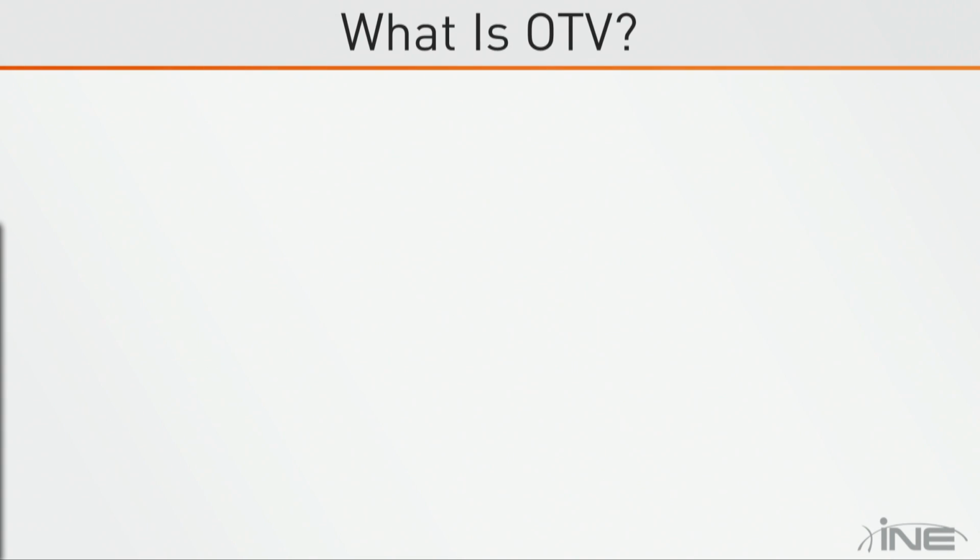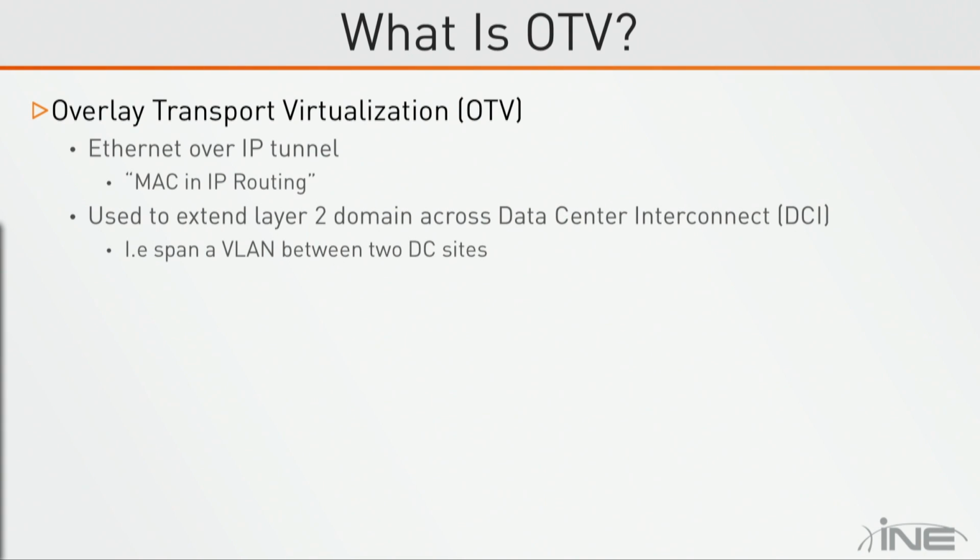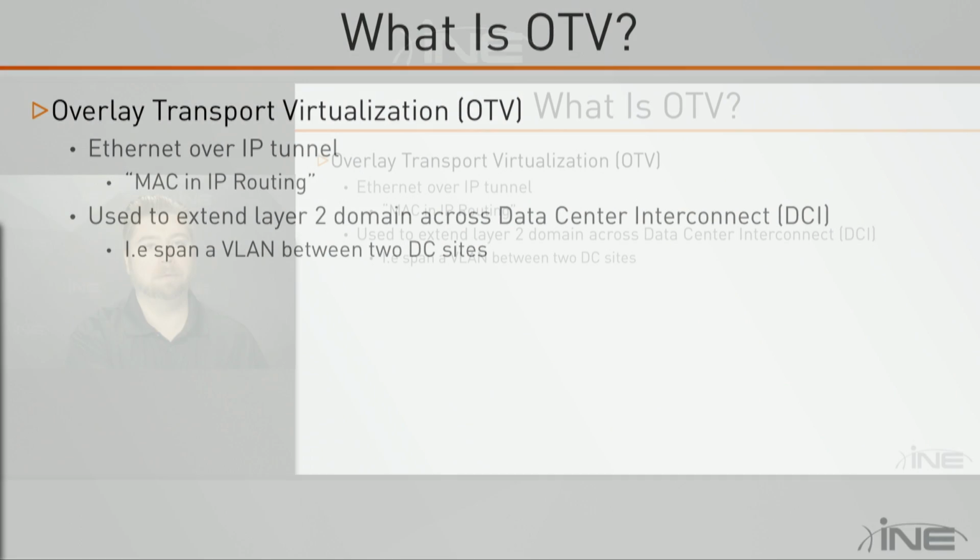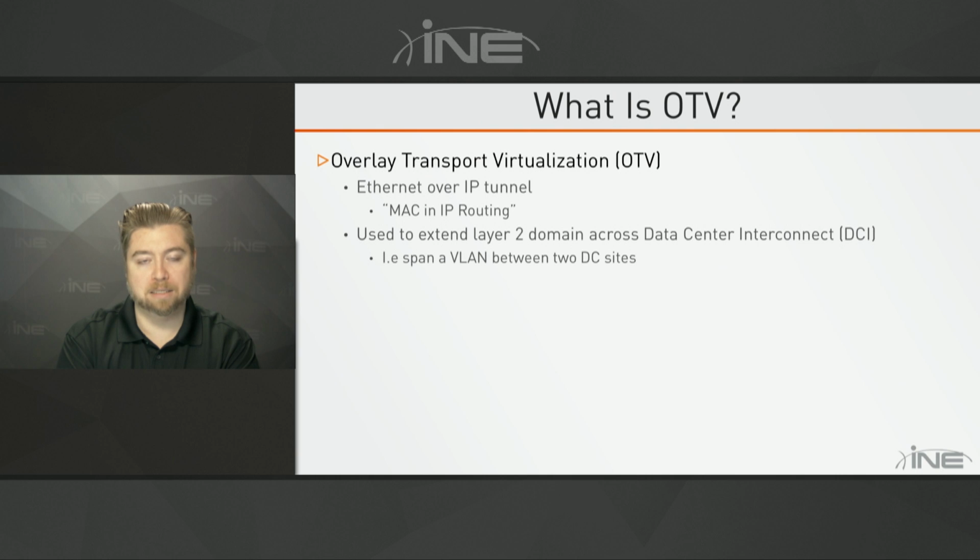Okay, specifically, it is Overlay Transport Virtualization, which basically is an Ethernet over IP tunnel. So it's going to be another mechanism similar to virtual extensible LAN that we can take a regular Ethernet payload, put it inside of an IP packet, route it to the other end of the network, remove the Ethernet header, and then bridge the packet to the final destination.